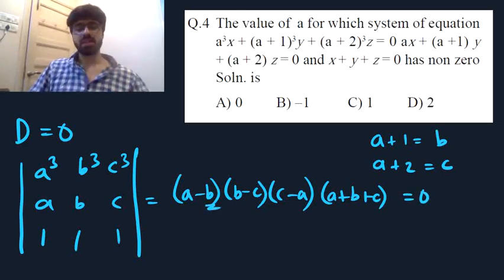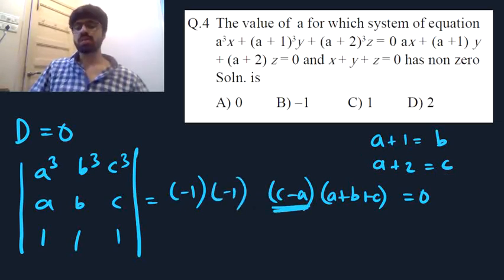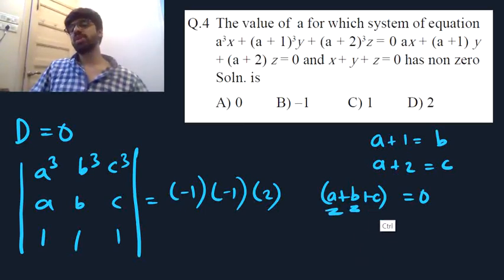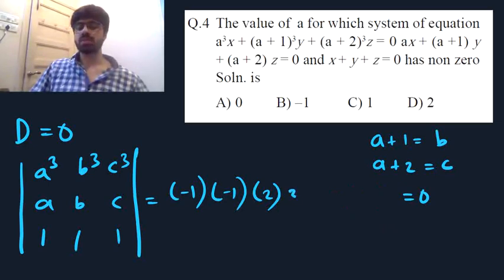So if we put B as A plus 1, this bracket will become equal to minus 1. Go for B minus C. B minus C will again be minus 1. So even this bracket will be minus 1. C minus A, that will be 2. And finally A plus B plus C. So B and C are A plus 1 and A plus 2. So A plus B plus C will give you A plus A plus 1 plus A plus 2. That will be 3A plus 3, that is 3 times A plus 1 equal to 0.